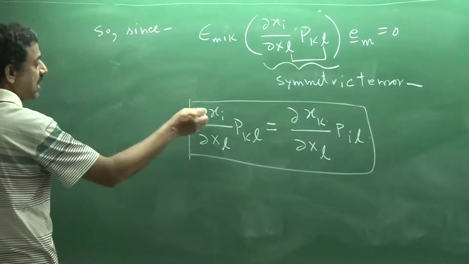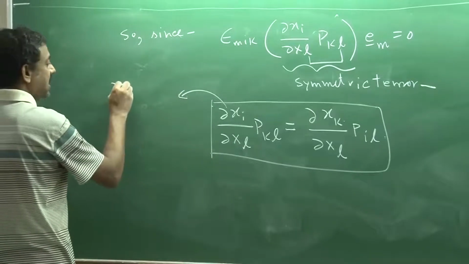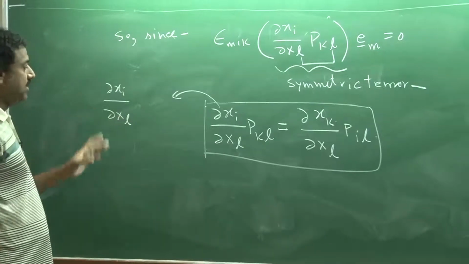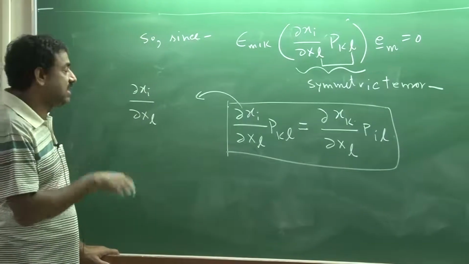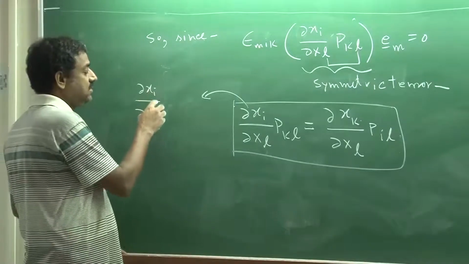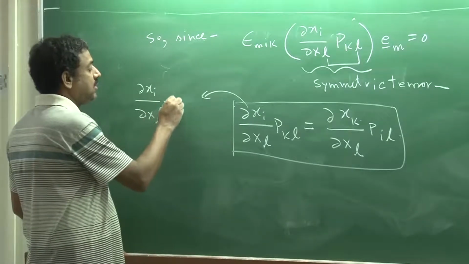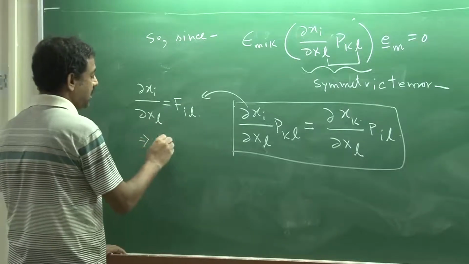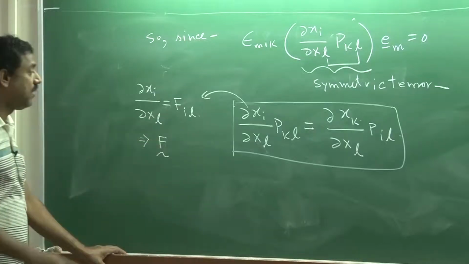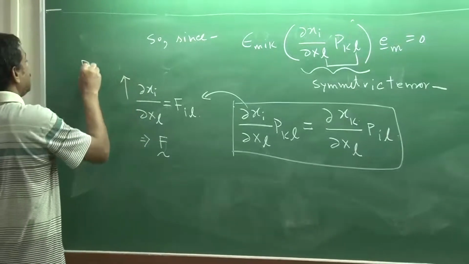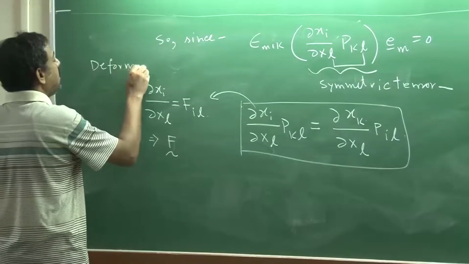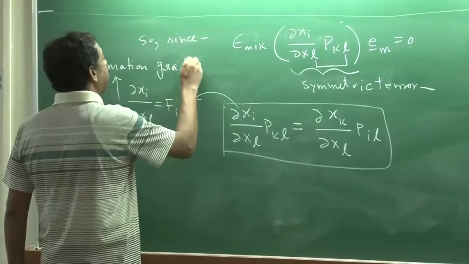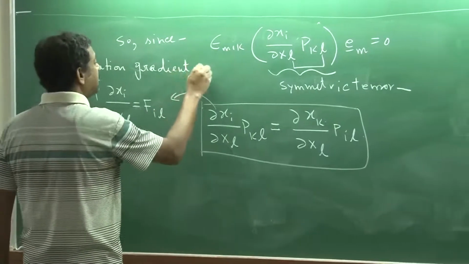This quantity I am yet to define; I will define it later. Del x i by del capital X L is basically the derivative of a line segment vector in the deformed configuration with respect to the undeformed configuration. This is called the deformation gradient F i L. This is a tensor of rank 2, called the deformation gradient tensor, and it is extremely important in the kinematics of deformation.